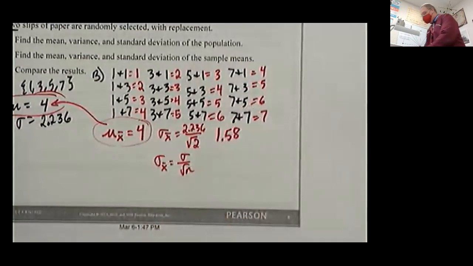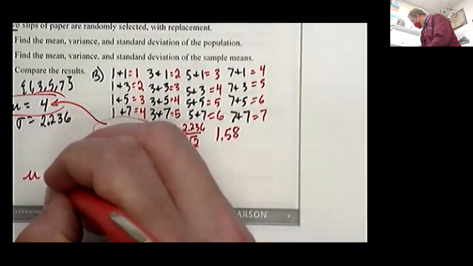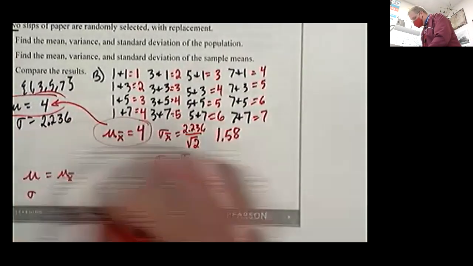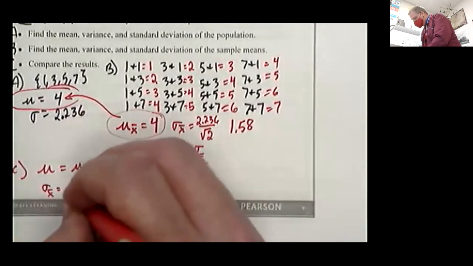Part C then, we just compared the results. We saw that the mean of the population is equal to the mean of the sample means. And we saw that the standard deviation of the sample means is equal to sigma over square root of n. So we just proved those are true.